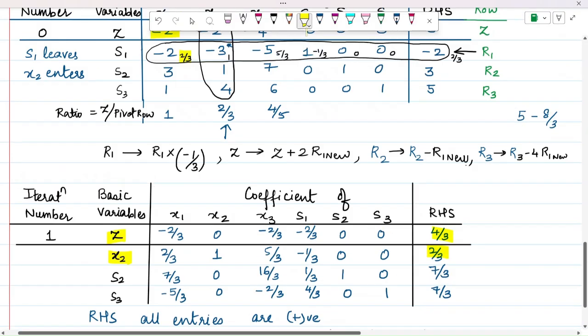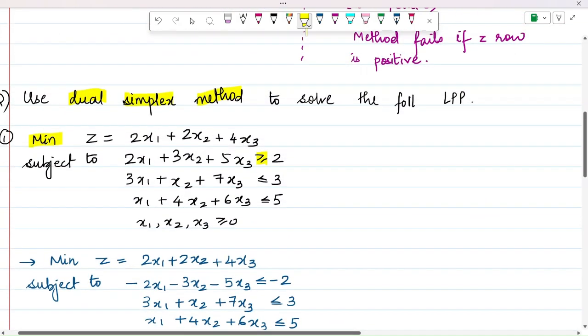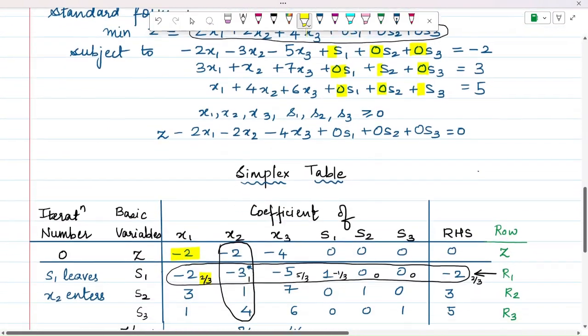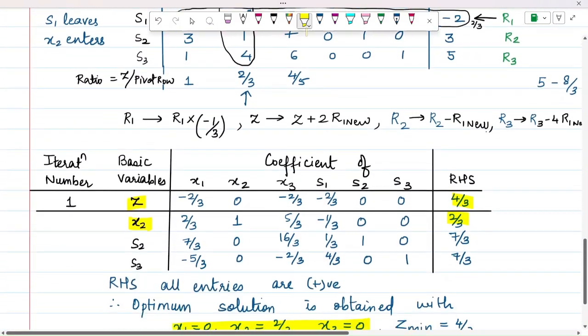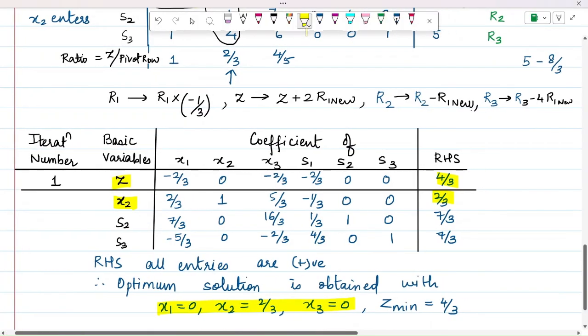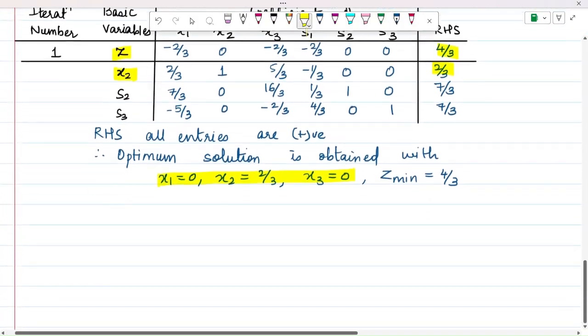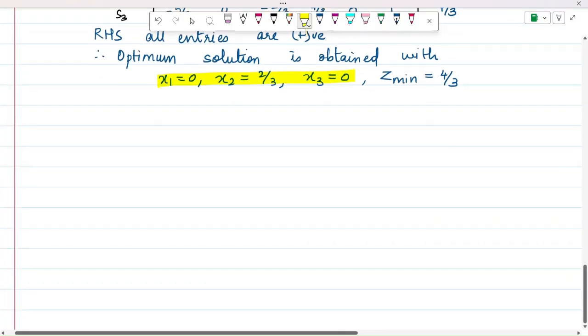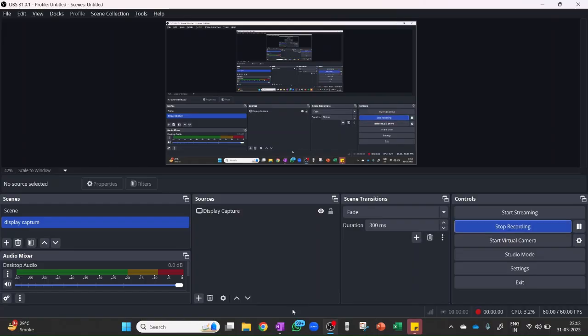Let's cross-check. If I look at the equation of z, which was given to me in the question, this equation. And if I put 0, 2 by 3 and 0, I'm getting a 4 by 3, which matches with my answer. And hence my answer is correct. If it's not matching, you have gone wrong somewhere. I hope the first question is absolutely clear. I'll take one more question just to make things more clearer.